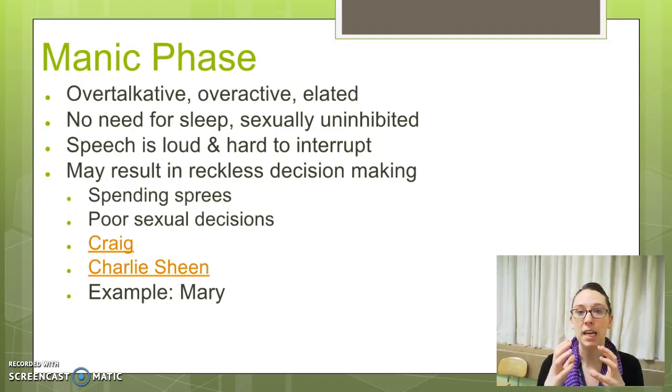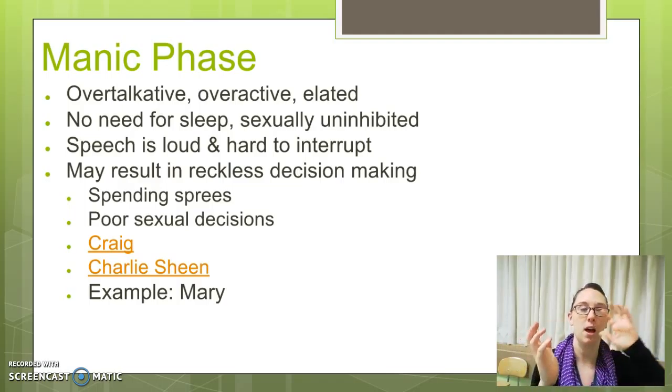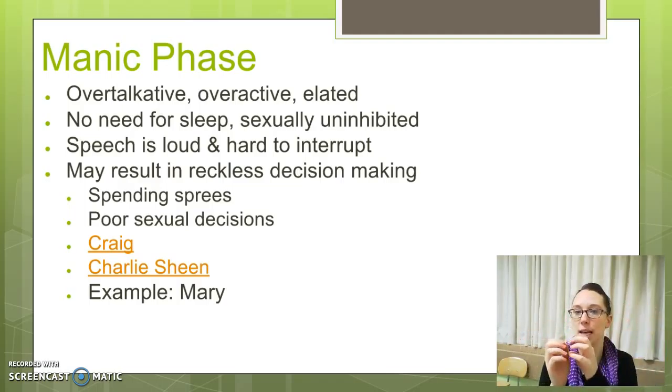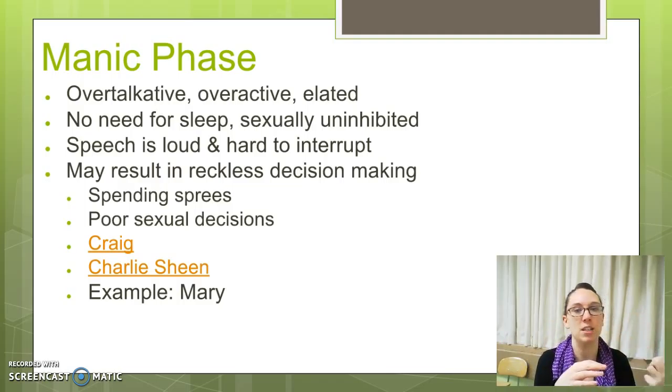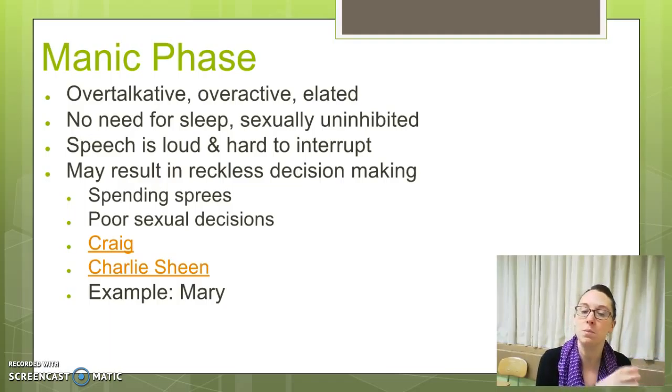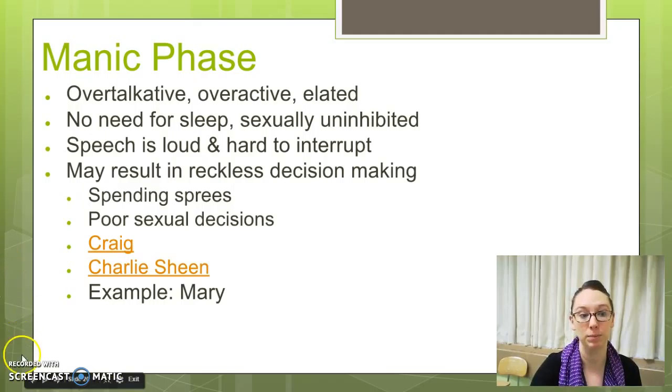So mania is really like a mirror image or a correlate of depression. Just as bad as depression seems and as low energy as depression seems and as riskless as depression seems, mania is the opposite. It's very impulsive, it's very energetic, and it's very, very risky.